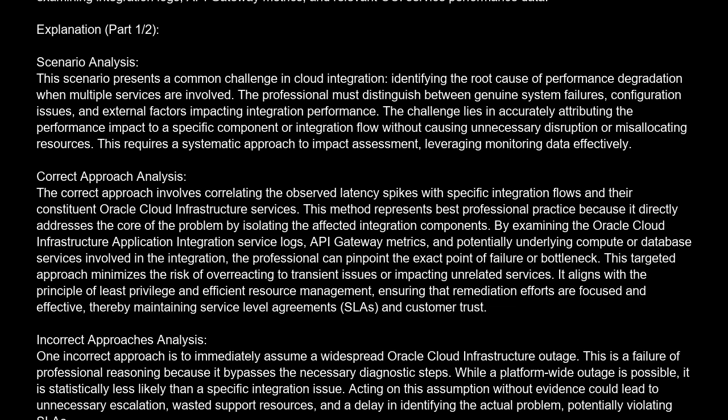Incorrect approaches analysis. One incorrect approach is to immediately assume a widespread Oracle Cloud Infrastructure outage. This is a failure of professional reasoning because it bypasses the necessary diagnostic steps. While a platform-wide outage is possible, it is statistically less likely than a specific integration issue. Acting on this assumption without evidence could lead to unnecessary escalation, wasted support resources, and a delay in identifying the actual problem, potentially violating SLAs.